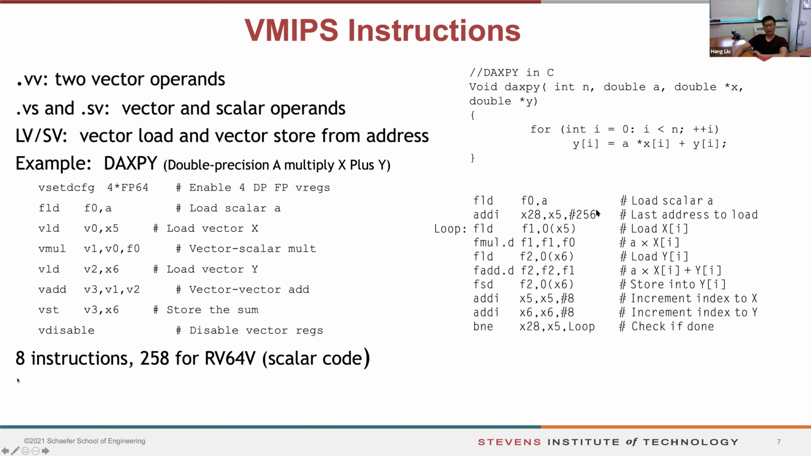we put the address to load, right? So it's like X, okay, X5, we load from X. Multiply F0, which is A, and F1 is XI, and storing F1, and then we load YI, right? And then we add A multiply XI.